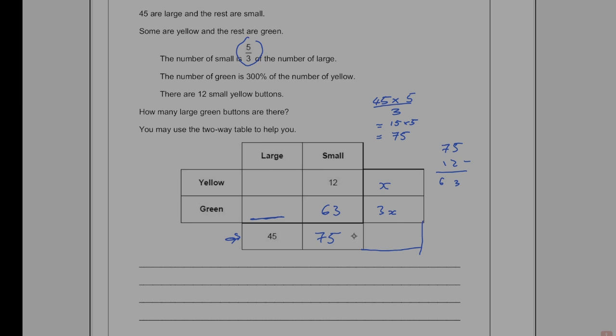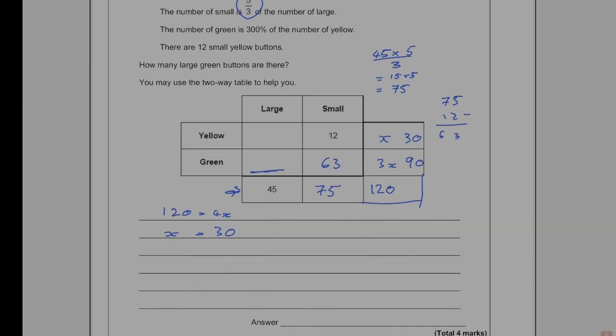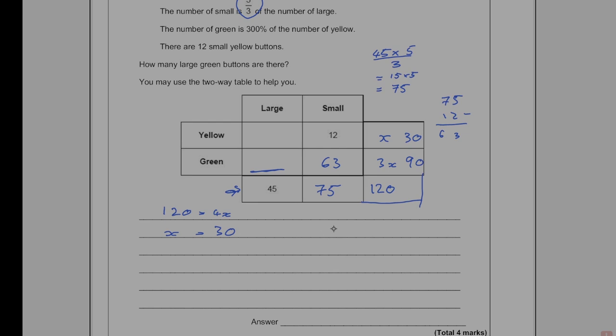So that's going to be 120. So in terms of this, 120 is going to be equal to 4x. So x is going to be equal to 30. So that means that we would have 30 here and 90 here. So from there, we can jump straight to our actual goal, which is going to be 90 minus 63, which is going to be 27.